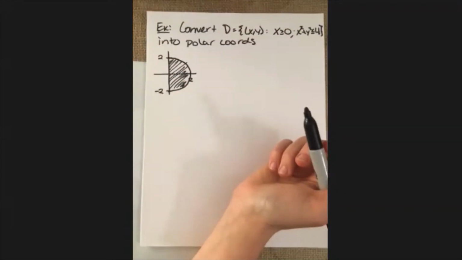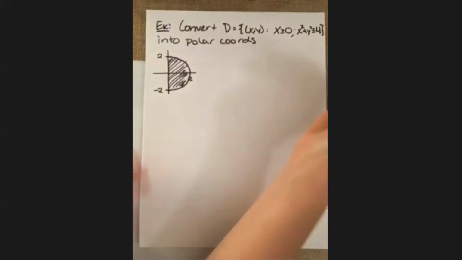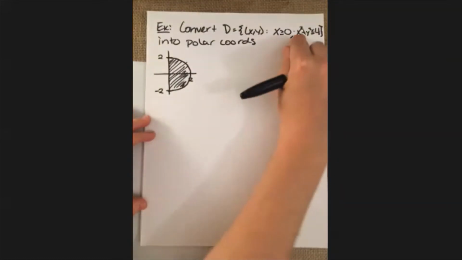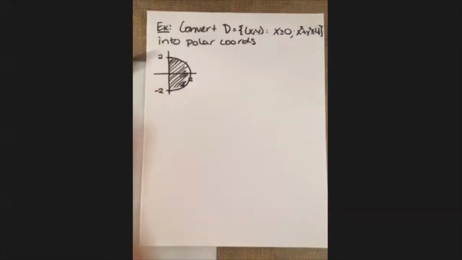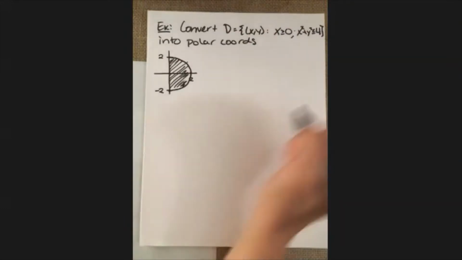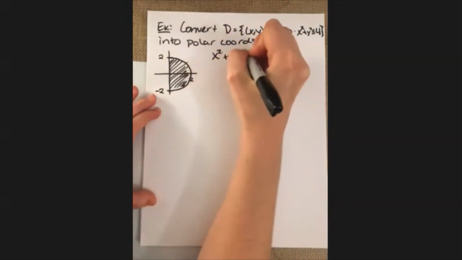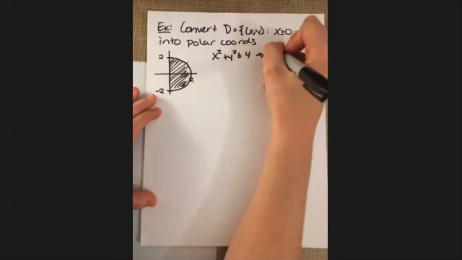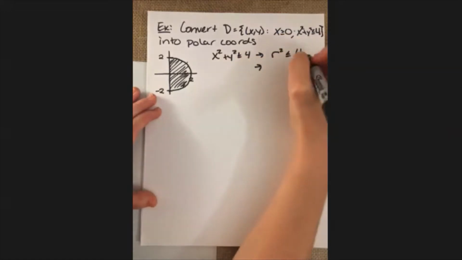All right, so now we want to convert this expression for the region into polar coordinates. Well, the first thing we note is that we have this x squared and y squared, and that's less than or equal to 4. If we go back to our conversion, x squared plus y squared is equal to r squared. So x squared plus y squared less than or equal to 4 converts into r squared less than or equal to 4, which means that we really want r to be less than or equal to 2.